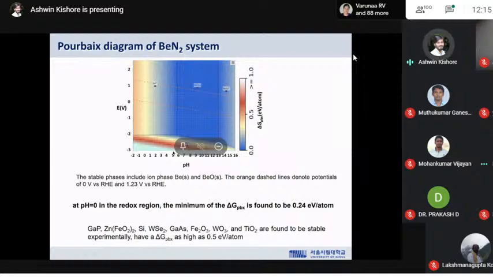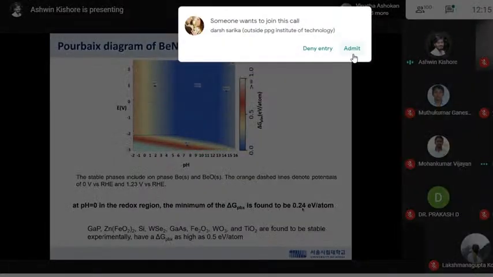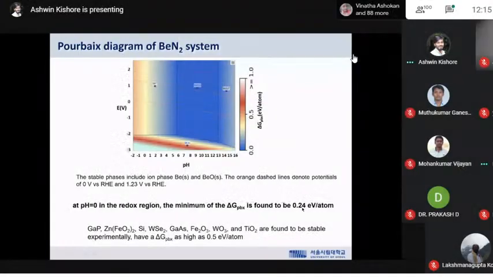If you look at pH equal to 0, the minimum value of the Pourbaix free energy is found to be 0.24 electron volt. This is reasonable because there are well-known semiconductors that are experimentally stable, but their Pourbaix free energy values are as high as 0.5 electron volt. So this is 0.24 electron volt. So the BN2 will be stable against photocorrosion by forming solid phases on top of the surface.